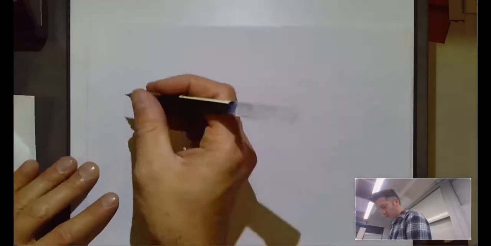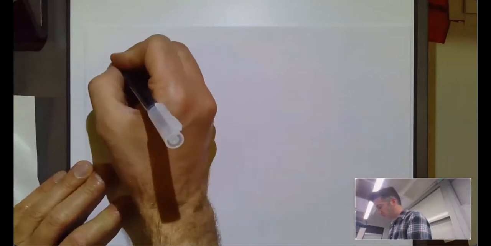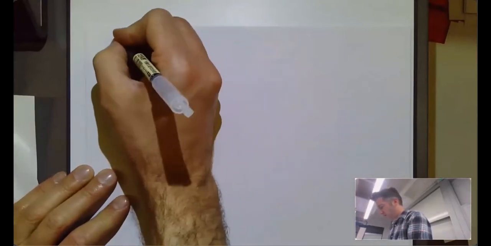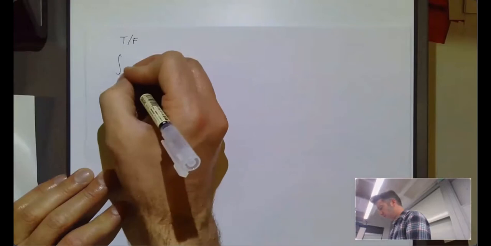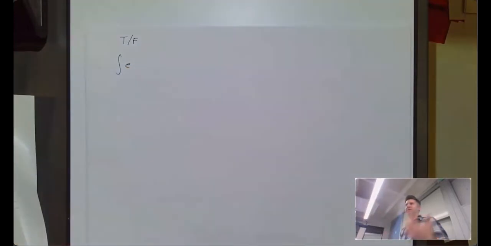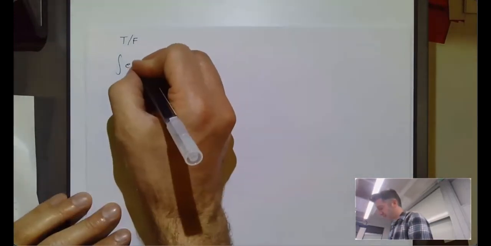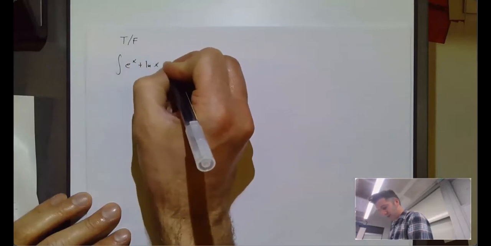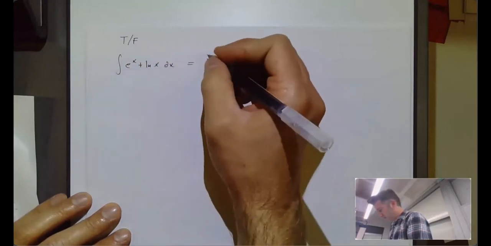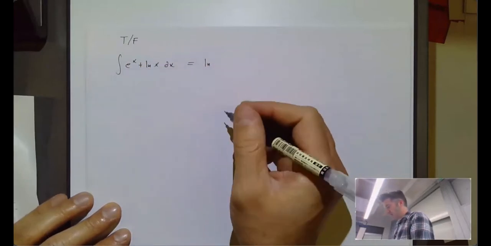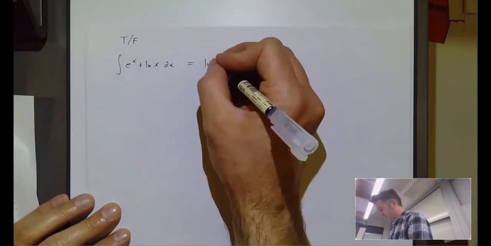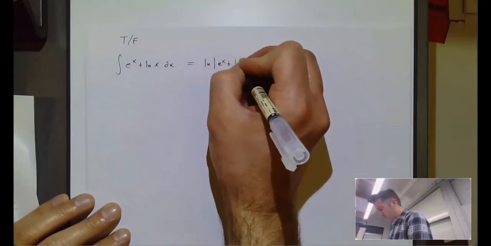So here's a question on this practice test that I think is worth looking at. True or false? Which always feel terrible in math tests. I feel like a true or false section is always like, really? So the integral of e to the x plus natural log of x equals the natural log of e to the x plus natural log of x.